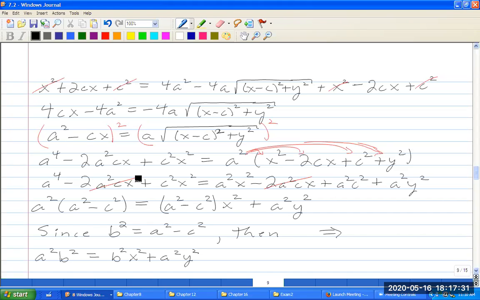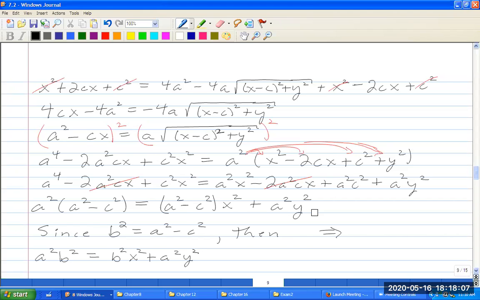Let's subtract a squared c squared from both sides of my equation. So I get a to the fourth minus a squared c squared. Factor out a squared. So it's a squared times a squared minus c squared is equal to, well, subtract c squared x squared from both sides. So I get a squared x squared minus c squared x squared. Factor out your x squared. So we get a squared minus c squared times x squared plus, well, this last term, a squared y squared.